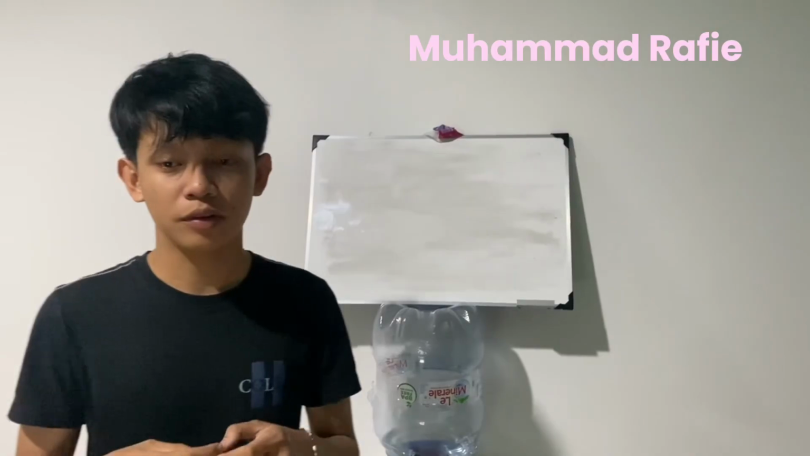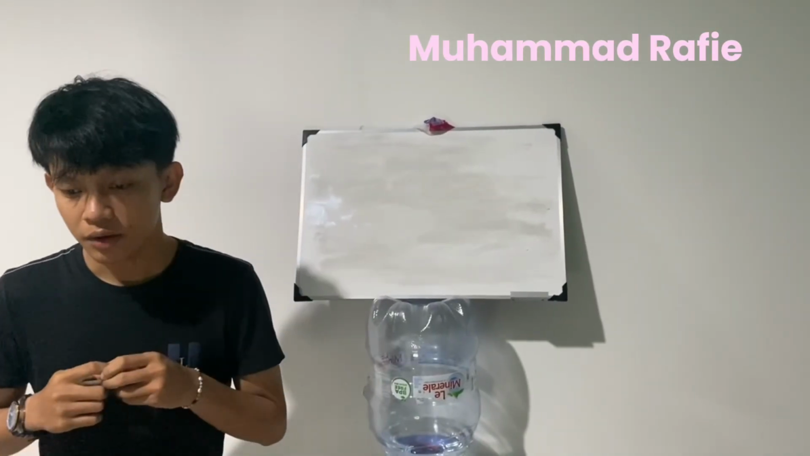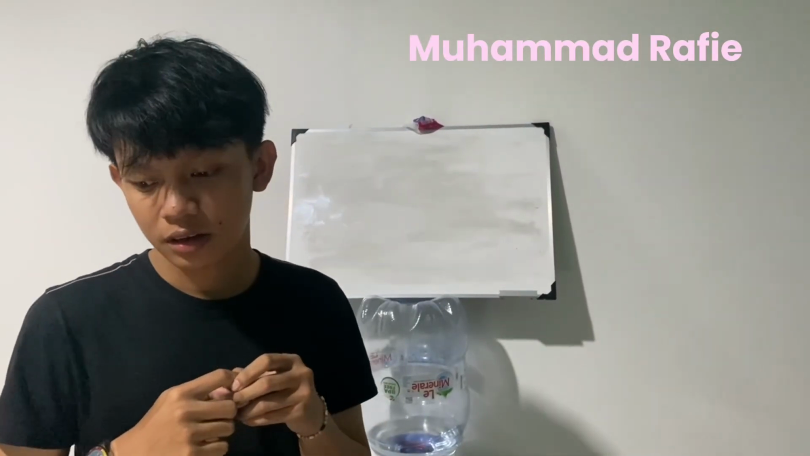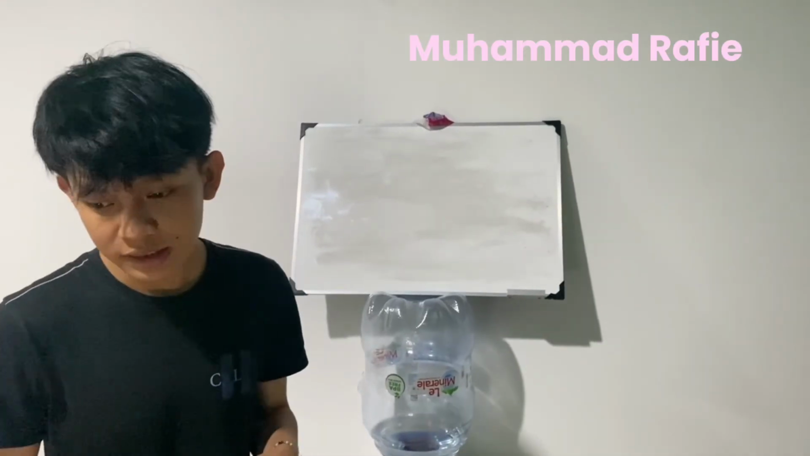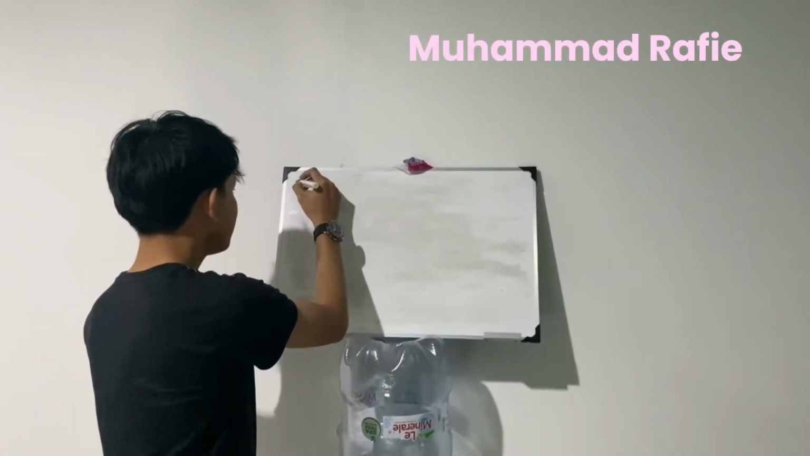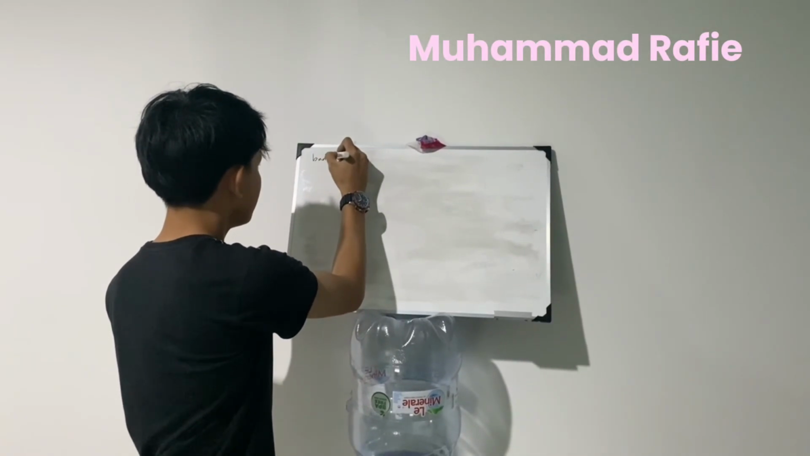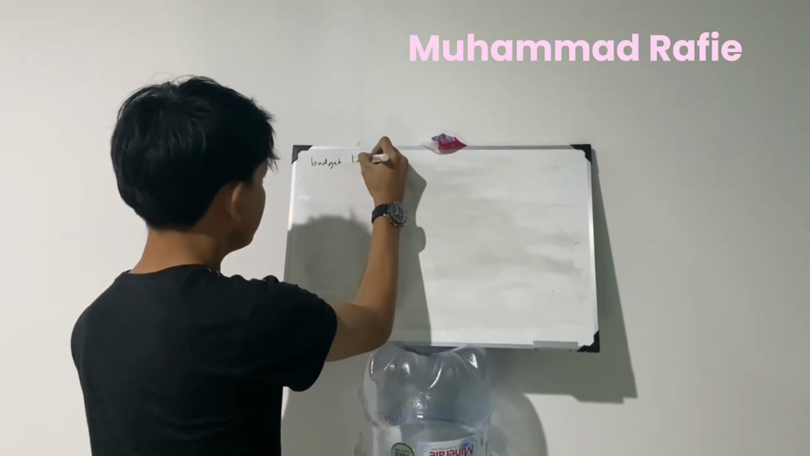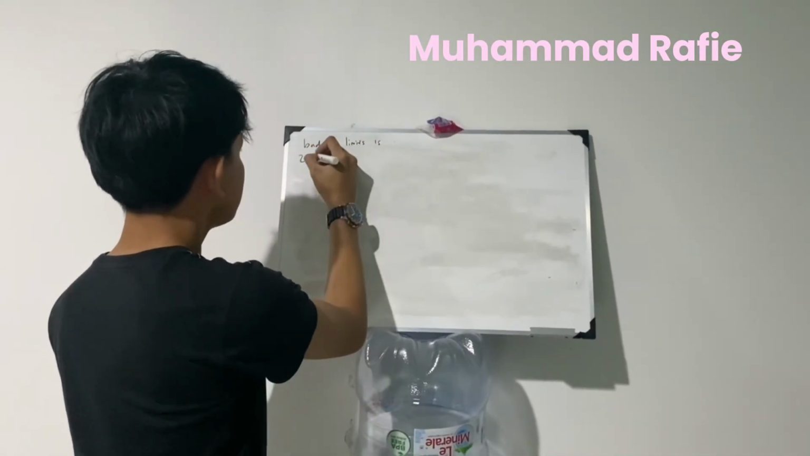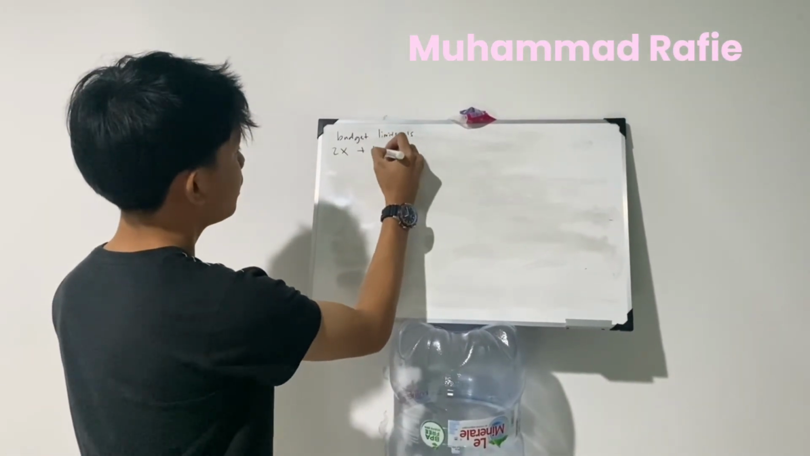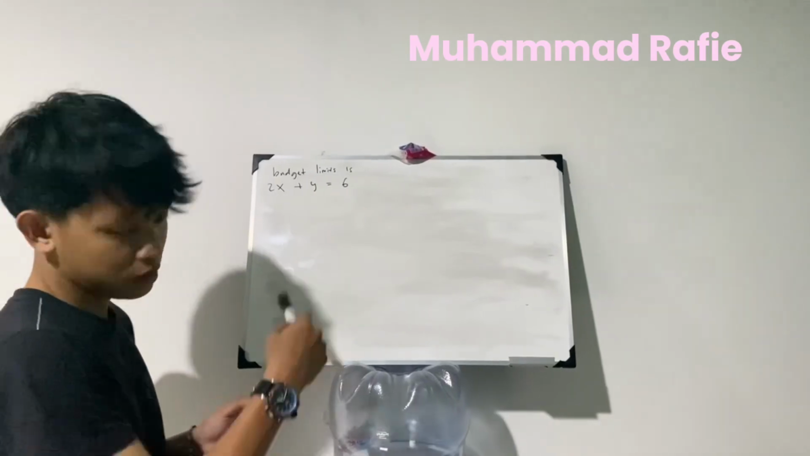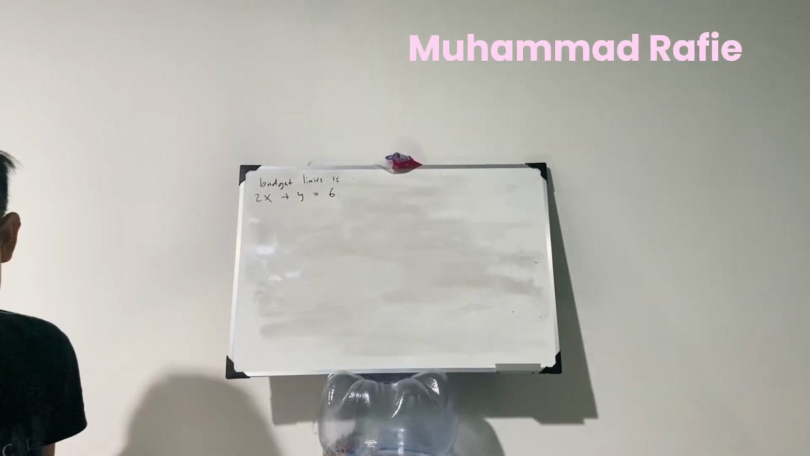Assalamualaikum warahmatullahi wabarakatuh. So hello everyone, my name is Hutagalung. In this video I will explain a question. The problem is you want to minimize or maximize a function, but there is a budget limit. The budget limit is 2x plus y equals 6. This will be used in the Lagrange function.